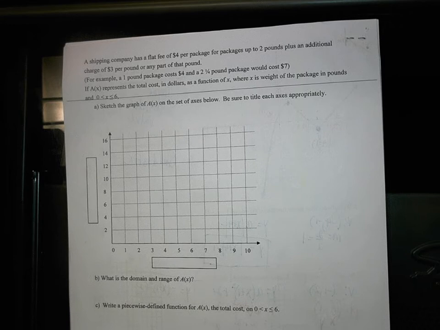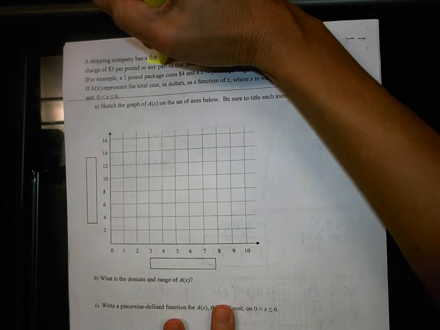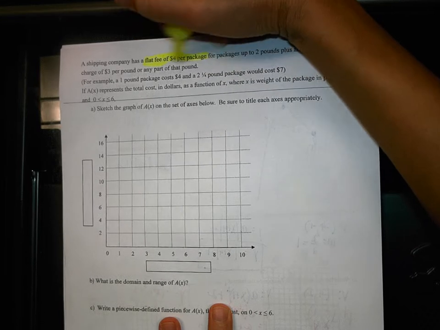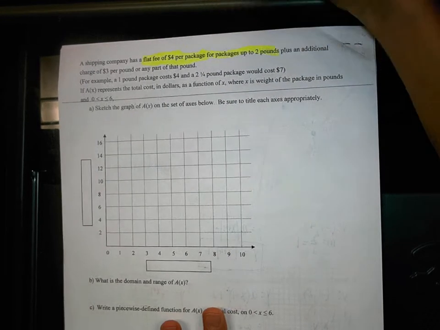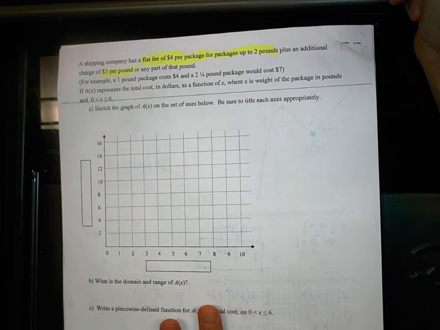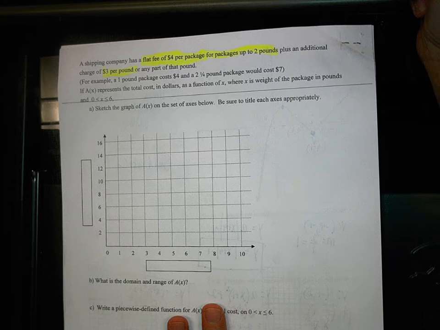Shipping company has a flat fee of $4 per package for packages up to 2 pounds plus an additional charge of $3 per pound or any part of that pound. For example, a 1 pound package costs $4 and a 3 pound package would cost $7. If C of X represents the total cost in dollars as a function of X, where X is the weight of the package in pounds and 0 is less than X, less than or equal to 6.